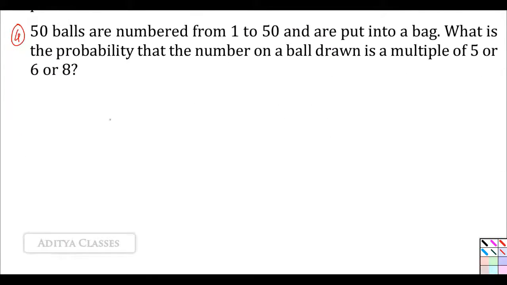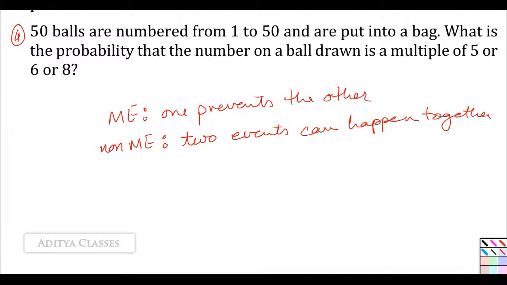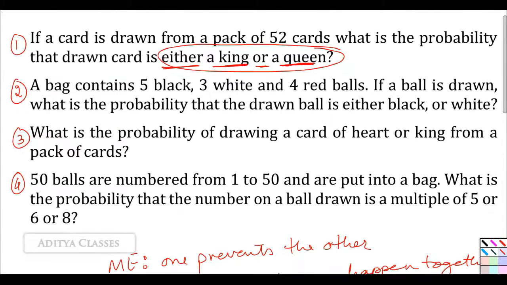What is mutually exclusive? Mutually exclusive is one prevents the other. If one has happened, other cannot happen. And non-mutually exclusive, two events can happen together. Two events can happen together.